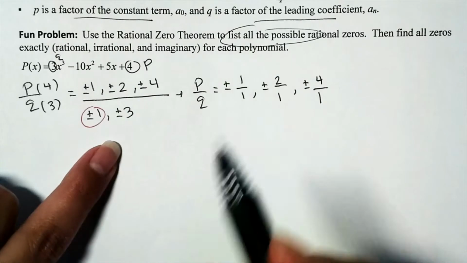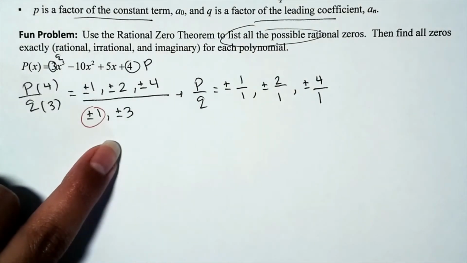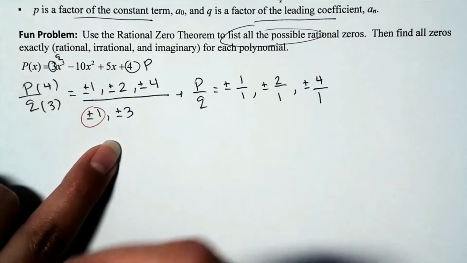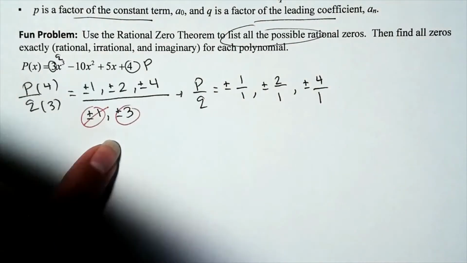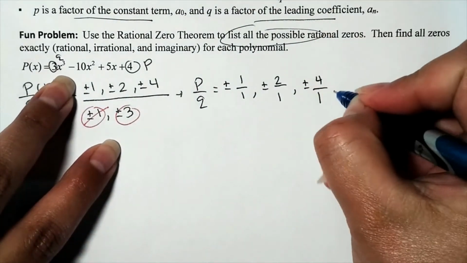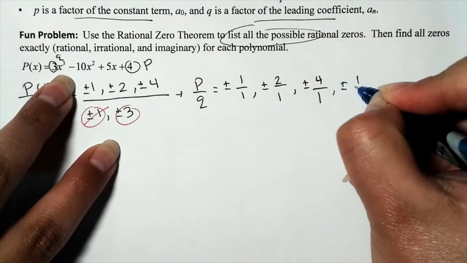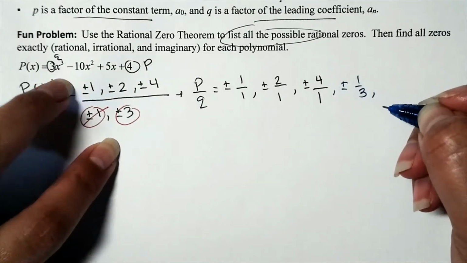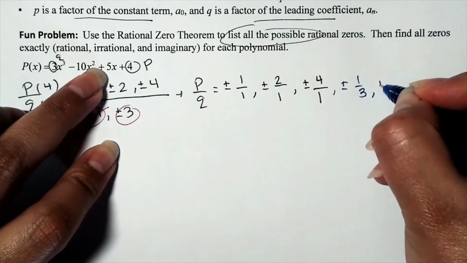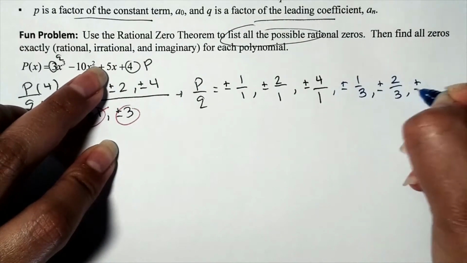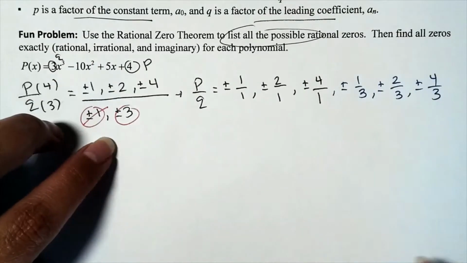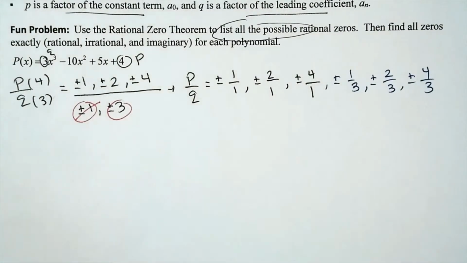Now we're going to take all the top factors and divide them by the next one, which is 3. That will give us positive or negative 1 over 3, positive or negative 2 over 3, and then positive or negative 4 over 3. As you can see, we can simplify some of these quotients. So let's go ahead and simplify.